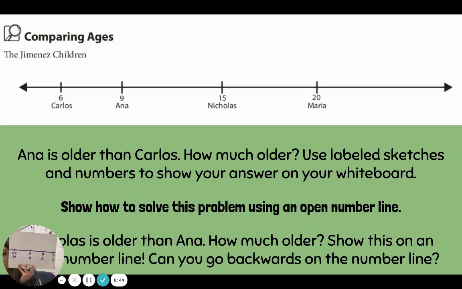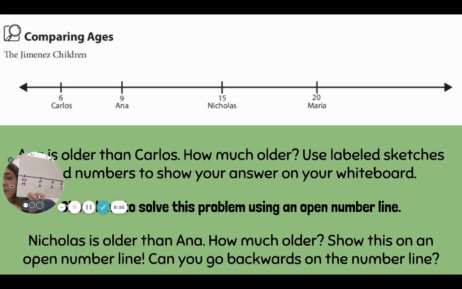Okay, so now we're going to use what we know about hops to figure out how much older certain people are. So it says Nicholas is older than Anna. How much older? Okay, so here's Anna and here's Nicholas. So I'm going to use some jumps. Okay, I'm going to start at 9 and I want to take a jump of 1 to get to 10. And then what do you know about how I can get from 10 to 15 in the fewest jumps? Would I jump by 1s, 5s, or 10s?